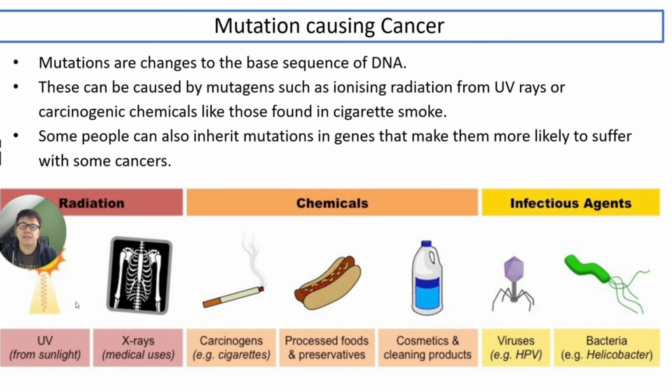So mutations can be caused by many different things, and it's in adults. It's related to changes to the base sequence of DNA. So things like ionizing radiation from UV rays or carcinogenic chemicals like those found in cigarette smoke or cosmetics or cleaning products. And some people can also inherit mutations in genes that make them more likely to suffer with some cancers. So for example, breast cancer.